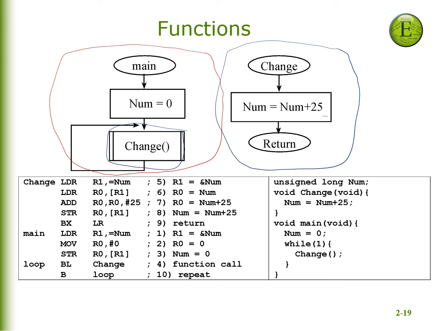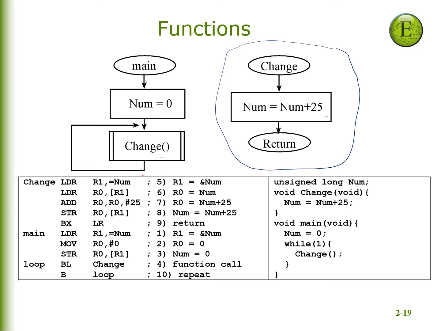So this main program is going to call this function change, and then it goes back and calls that function again, and it keeps on calling the function. That's it. So how do we do that in assembly language? Well, we're going to define the assembly code for the routine first. So where is that code for the routine?